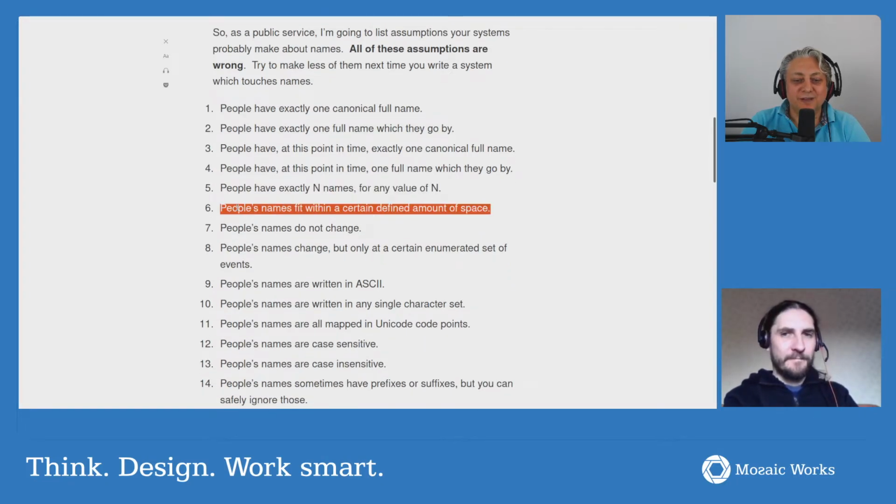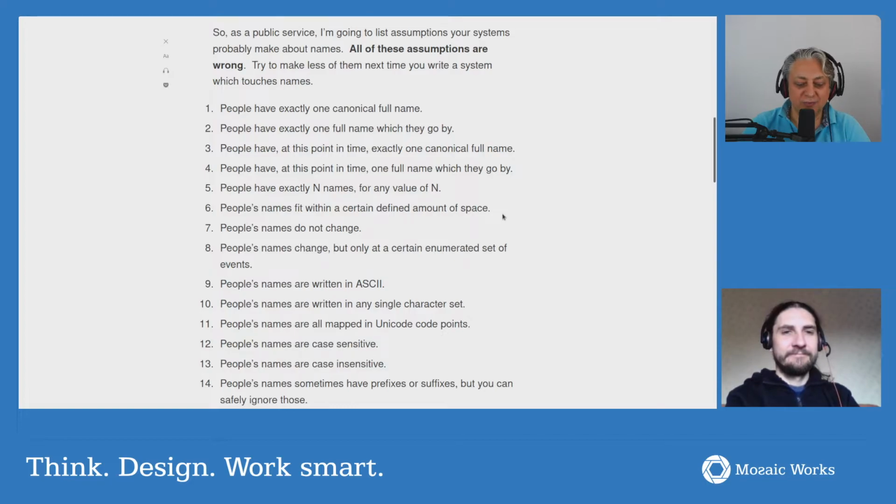People's names, this is a favorite of mine. People's names fit within a certain defined amount of space. I can never understand why you want to fit names into 100 characters or 256 or... Because of COBOL, that's why. Yeah, I mean, okay, I understand. In COBOL there were some limitations, that's fine. But why today still? Because you use the same idea of how a name should be structured, designed, the field, and you propagate it. This is how we always do things.